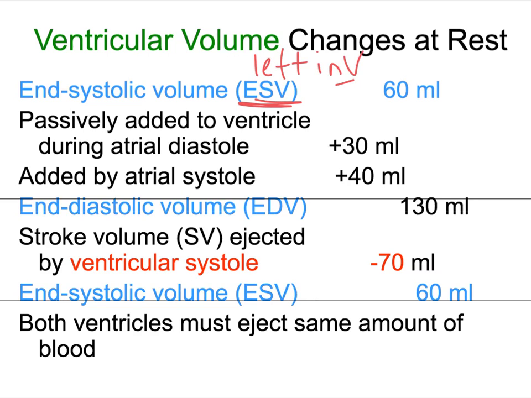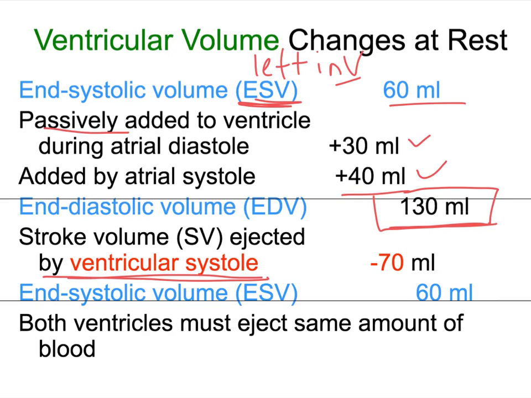So you're starting out with 60 milliliters in there. When you have this passive filling, you're going to add 30 milliliters, and then when the atria contract, you add 40 milliliters. So at the end of diastole, your ventricles each will have 130 milliliters in them. Then your heart contracts. In ventricular systole, you eject 70, which is the stroke volume. And then you're back to the 60.